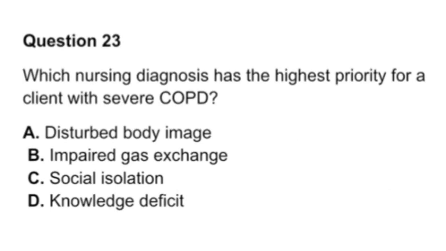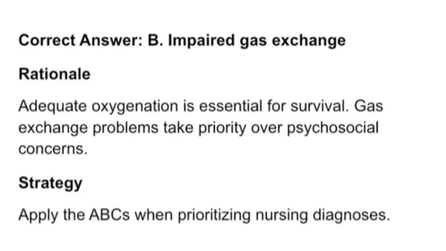Question 23. Which nursing diagnosis has the highest priority for a client with severe COPD? A. Disturbed body image. B. Impaired gas exchange. C. Social isolation. D. Knowledge deficit. Correct answer, B.